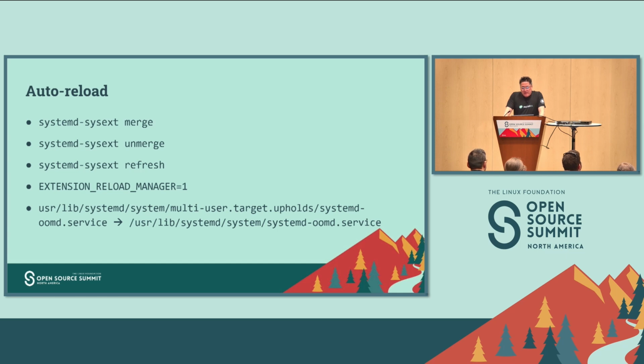But I found out recently that systemd can actually auto-reload, and so without rebooting or restarting, it can tear down and reassemble the root file system, doing the merges. These are actual systemd commands right here. Merge does the merge, unmerge undoes the merge, and refresh is just unmerge followed by merge. So what we want to do is a refresh, right? Because that's going to look at what's in varlib and then do whatever is in varlib.